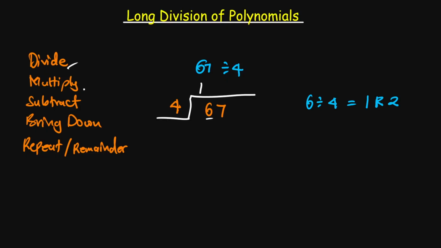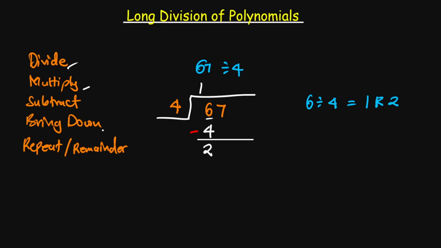Then we proceed to multiplication. We multiply the divisor by the number we've just placed in the quotient. So we have 1 times 4, which is the same as 4. We then subtract the result from the current digit of the dividend. So we have 6 minus 4, which is the same as 2.